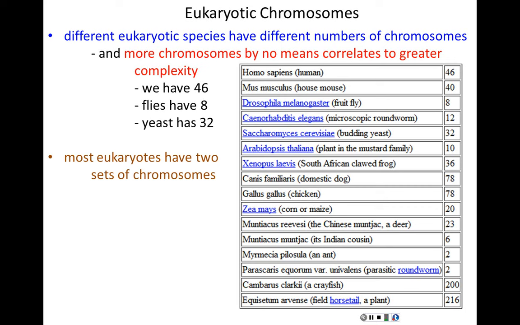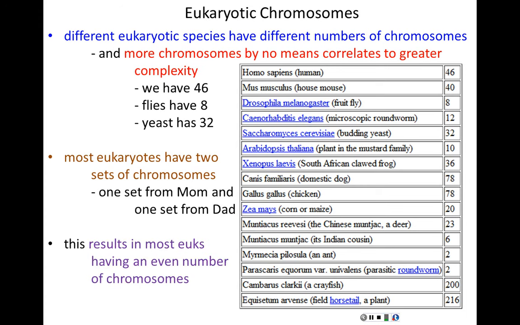And most eukaryotes have 2 sets of chromosomes. This is why the numbers that you see in front of you are even numbers. Those 2 sets come because 1 set came from your mother and 1 set came from your father. The lowly ant got 1 chromosome from its mommy ant and 1 chromosome from its daddy ant, but that gave baby ant 2 chromosomes. We get 23 chromosomes from mom and 23 from dad, giving us our full set of 46. So most eukaryotes do have an even number of chromosomes because they're doubling the number of chromosomes that they get from each parent.